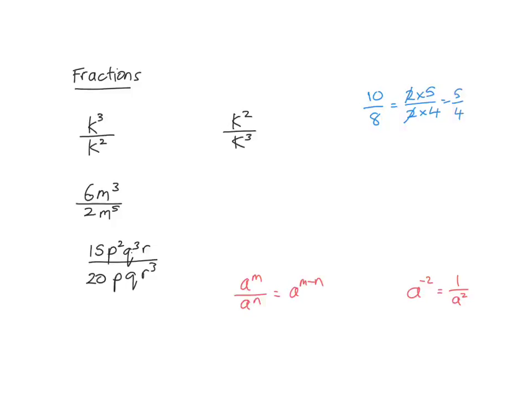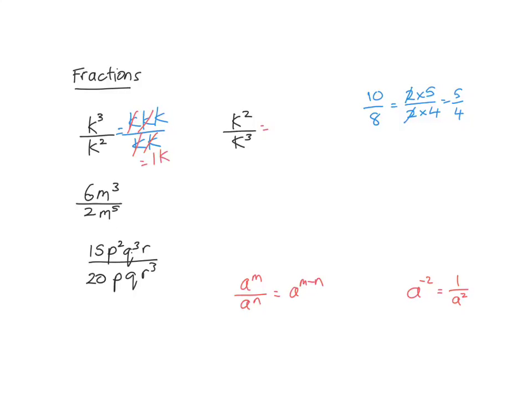Likewise, when we have letters, we can cancel the same letters if they're multiplied together. So, for example, k to the power of 3 over k to the power of 2, I can cancel k divided by k is 1, another k divided by k is 1, which leaves me just with 1 k.